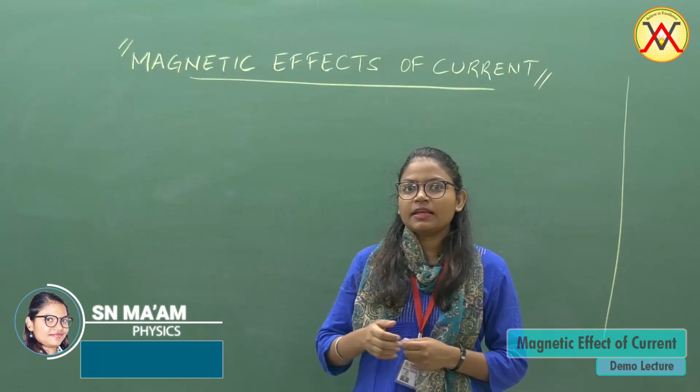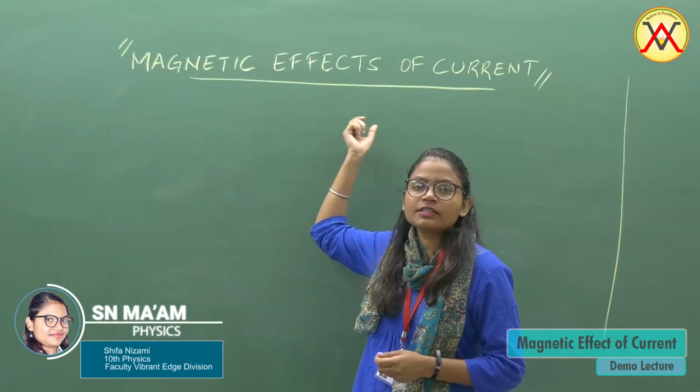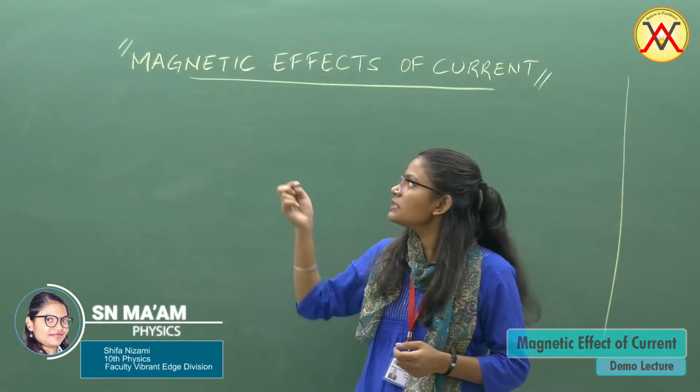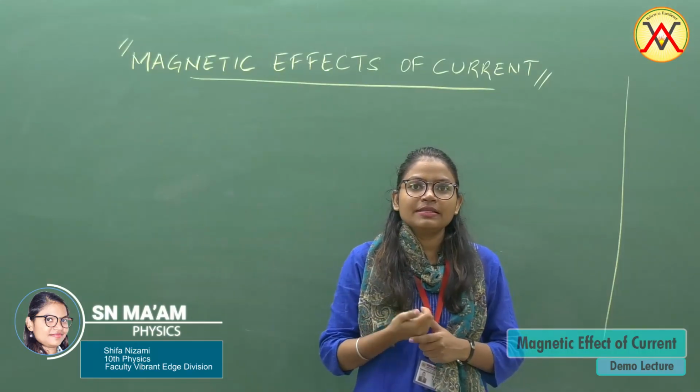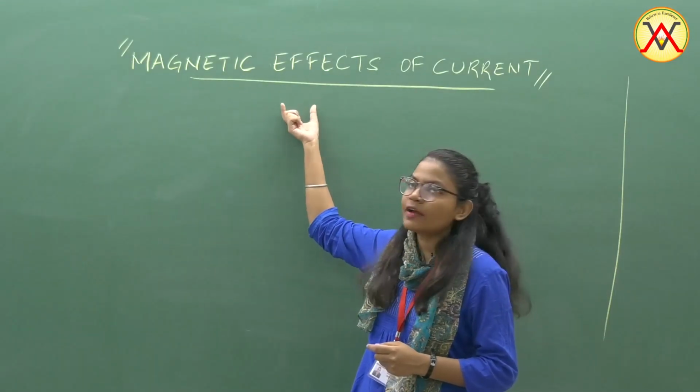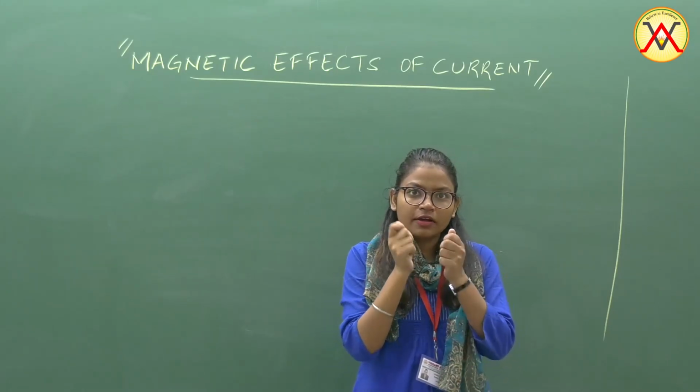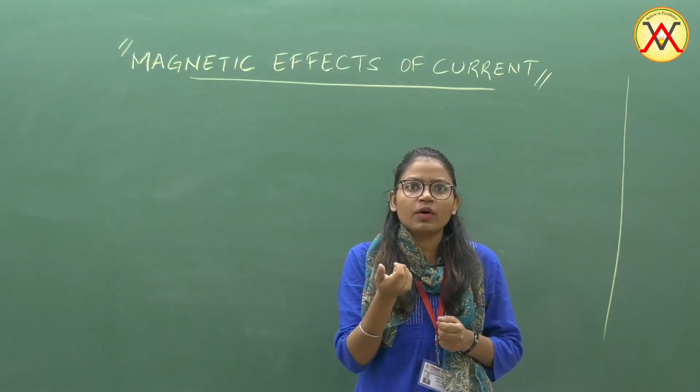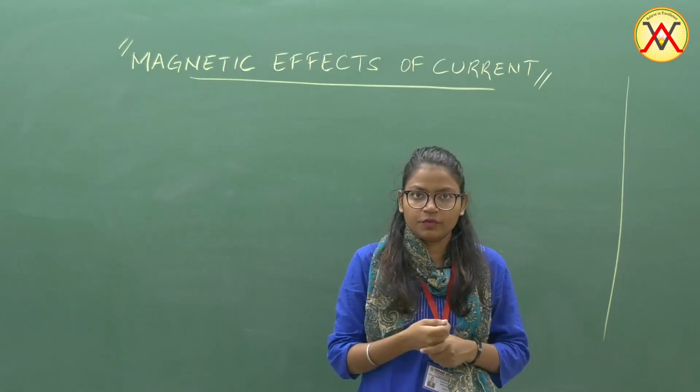This time we shall be taking our new topic, magnetic effects of electric current. In magnetic effects of electric current, we shall be seeing how the magnetic effects are being produced by a current carrying conductor or any coil through which charges are flowing.